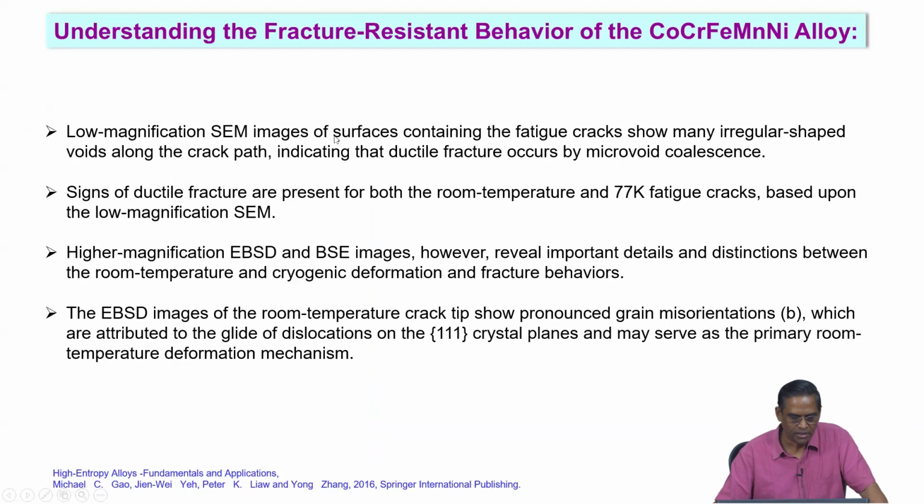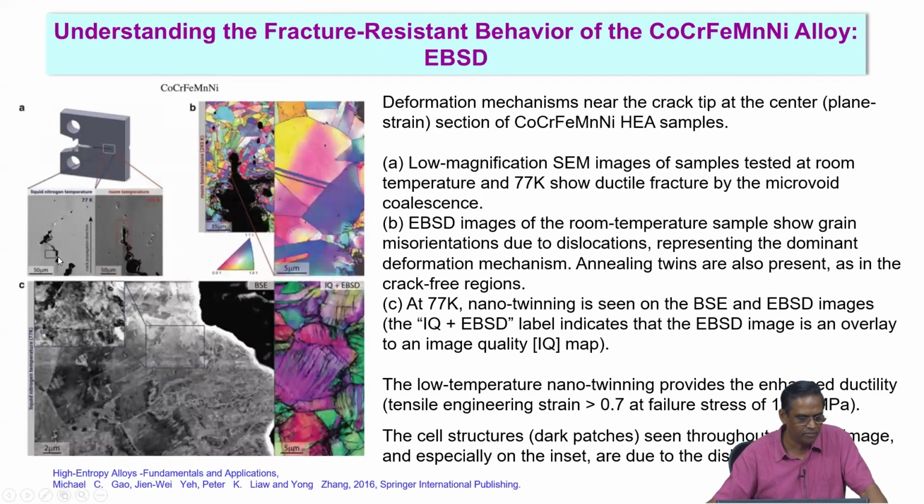So, the low magnification SEM images of surfaces containing fatigue cracks show many irregular shaped voids along the crack path, indicating that ductile fracture occurs by micro void coalescence. So, this is what you have to remember. When the irregular shaped voids join together, micro void coalescence happens. You can see there is one void, another void, another void, they are all joined together, and then the crack propagates like this.